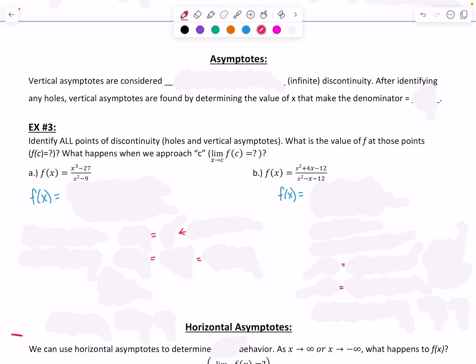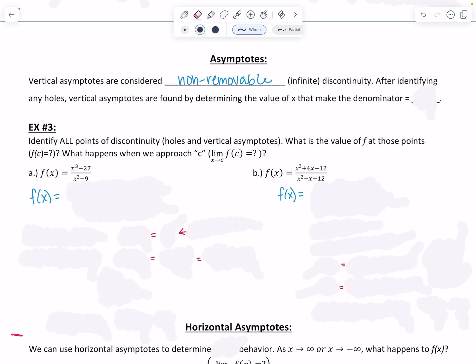All right, let's talk about another place where you could have a possible point of discontinuity. So we just talked about holes, remember removable discontinuity. But what about vertical asymptotes? When we have a rational function, we could possibly have holes, but we could also have vertical asymptotes. Vertical asymptotes are what we consider non-removable or infinite discontinuity, because you can't just plug it up with one value, right? Non-removable discontinuity is what we call vertical asymptotes.